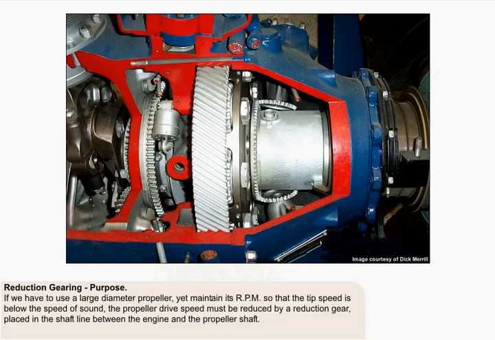So, if we have to use a large diameter propeller and yet maintain its RPM to a level that will not allow the tip speed to exceed that of the speed of sound, the propeller drive speed must be reduced to a more suitable level by a reduction gear placed in the driveline between the engine and the propeller shaft, as in this example of a Pratt & Whitney R4360 engine, which is shown as a cutaway.